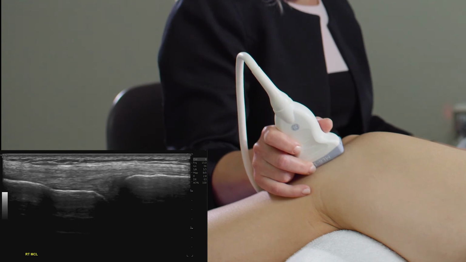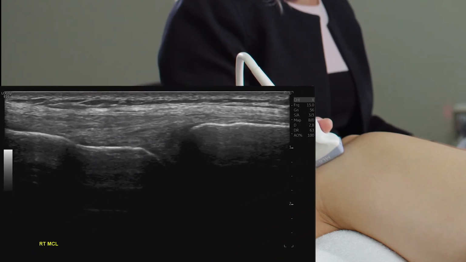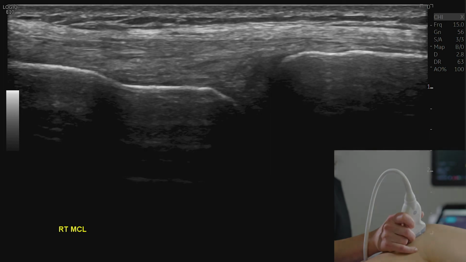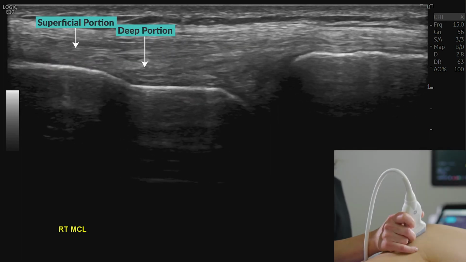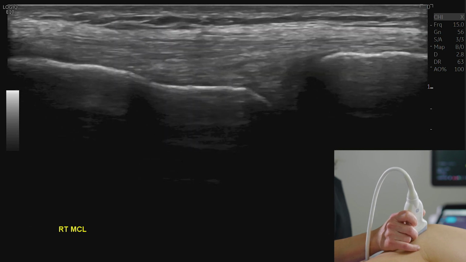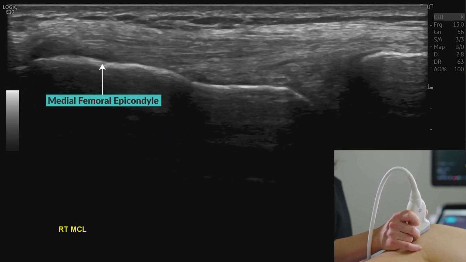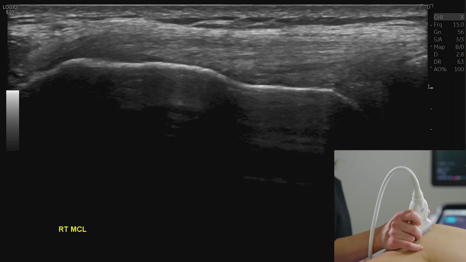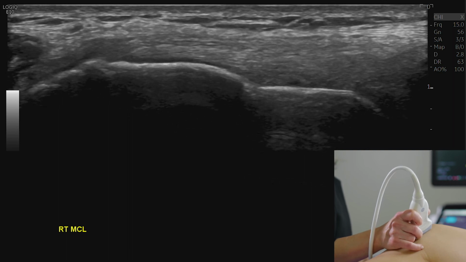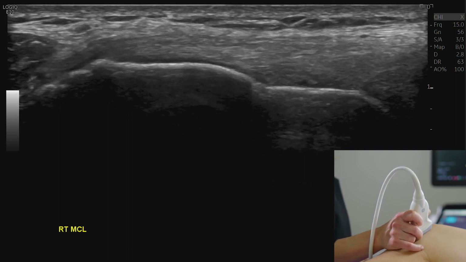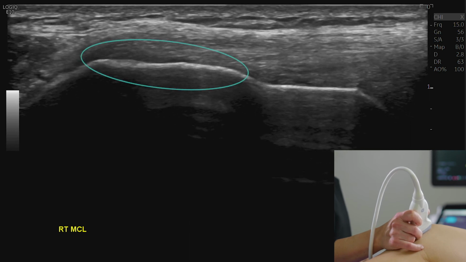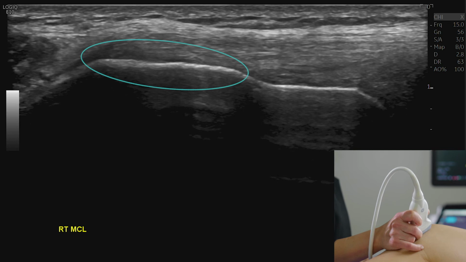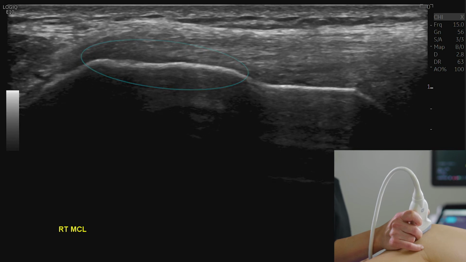At this level, the medial collateral ligament can be seen as the fibrillar echotexture, and superficial and deep portions can be separated from each other. Then the probe would be swept proximally to the medial femoral epicondyle without losing the fibers of the medial collateral ligament from the view. The enthesis would include the insertion of the superficial and deep portions of the medial collateral ligament, the superficial portion being more proximal and the deeper portion being more distal.